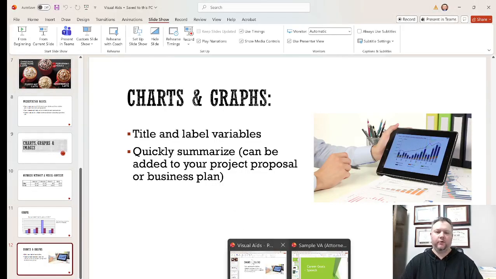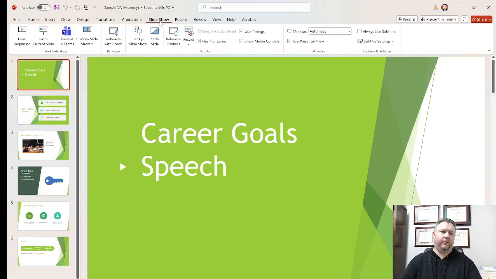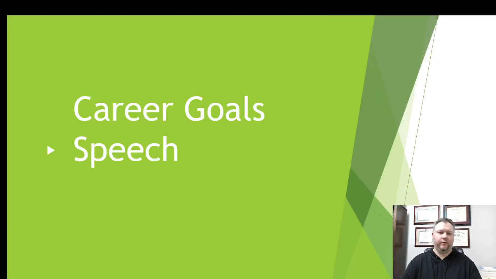Okay, so I want to show you an example of a visual aid. Let's look at a good one, so you can see all these moving parts in action, where somebody is using mostly explanatory and visual aids, supplemental, filler, all that sort of stuff. This is a speech where somebody was giving a career goals presentation. Essentially, they were giving a speech on their ideal job or career.